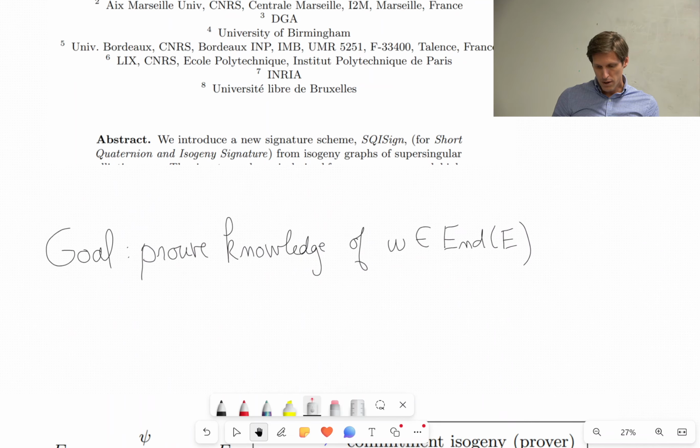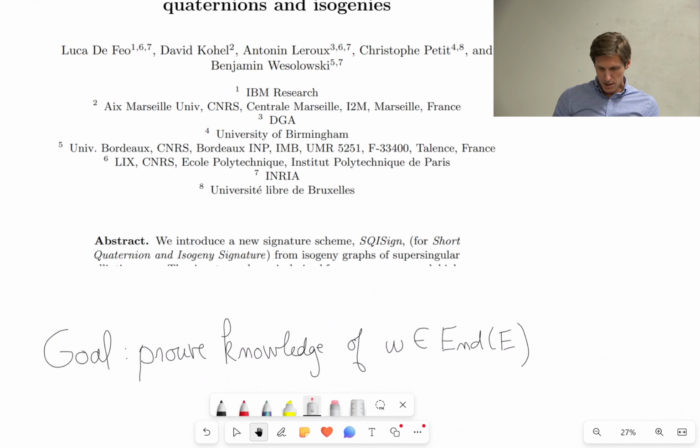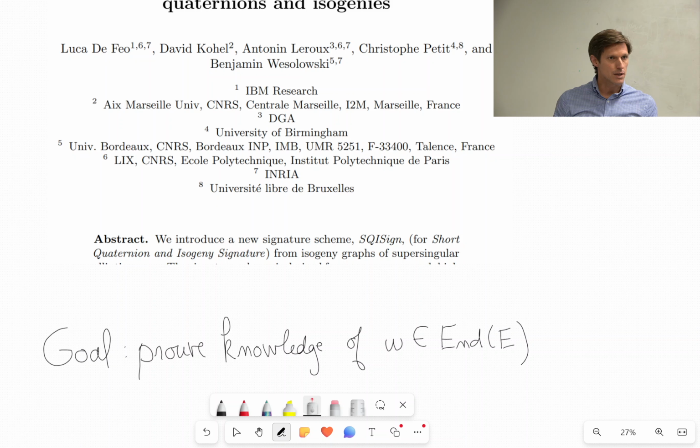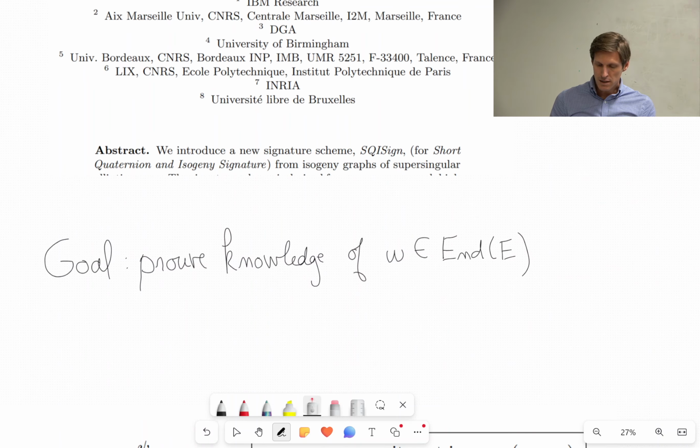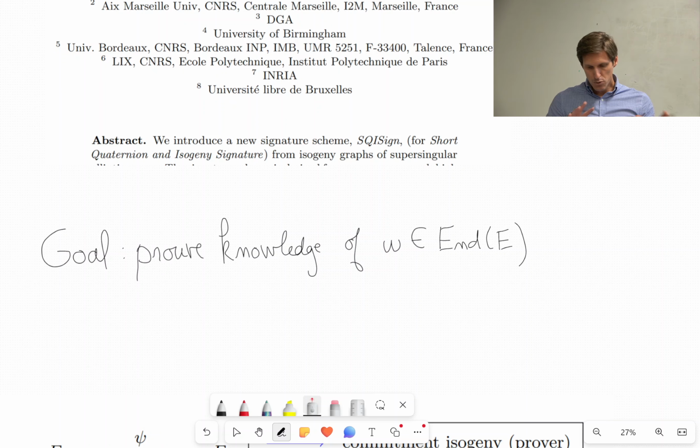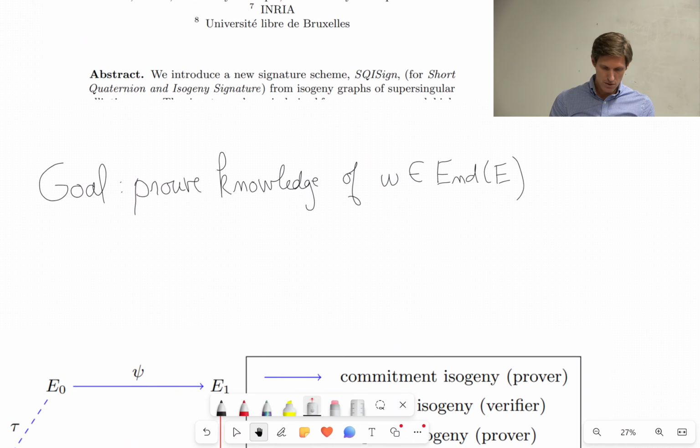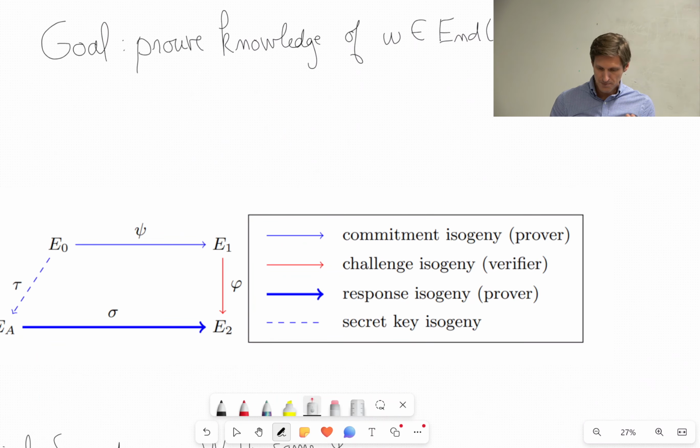So, the way this works is it's again a proof of knowledge. It's the same strategy of deriving a signature from a proof of knowledge of a certain witness of a relation. And here the witness is an endomorphism in the endomorphism ring. It's been proved that finding endomorphisms, finding all of the endomorphisms, or finding isogenies, are of comparable hardness.